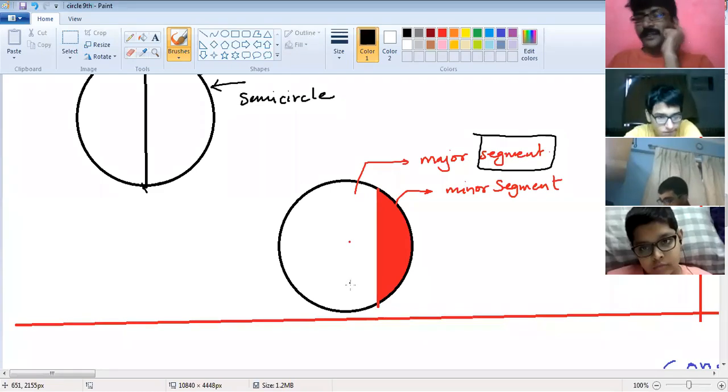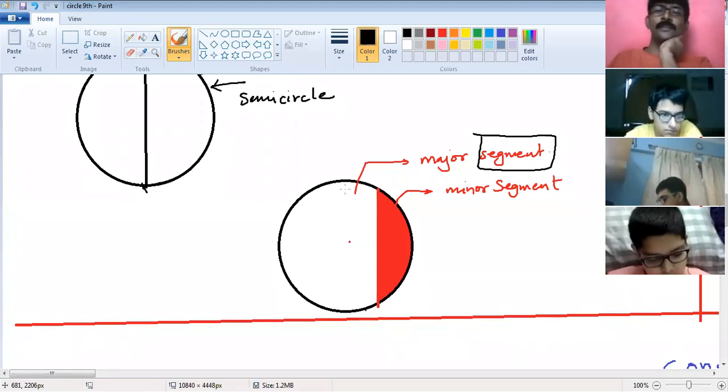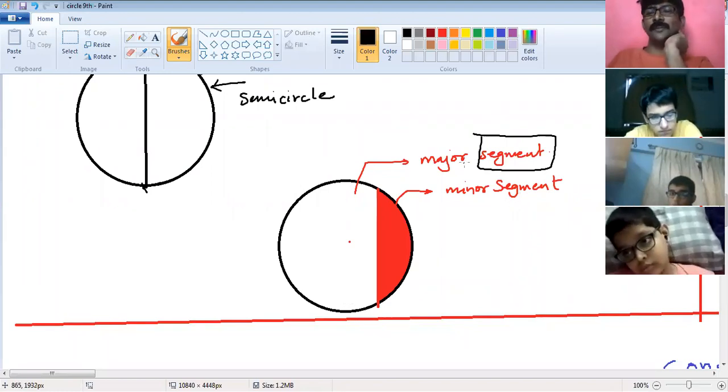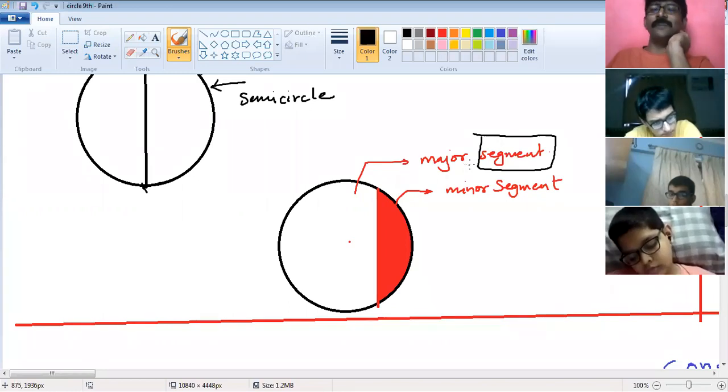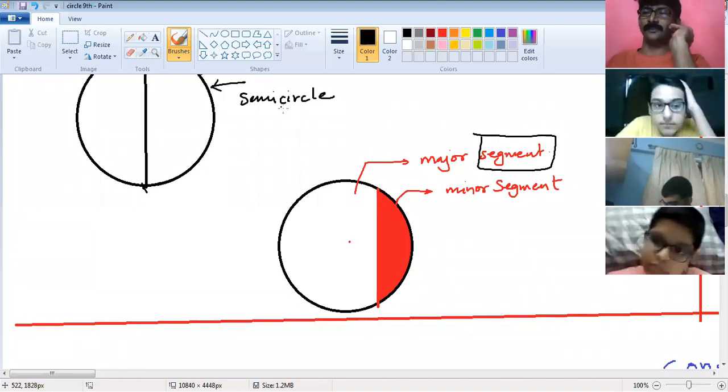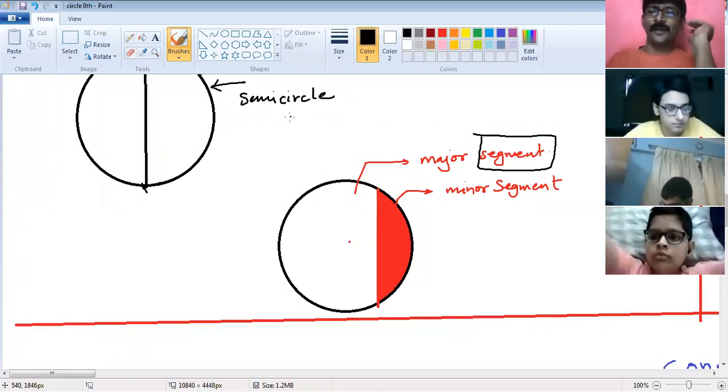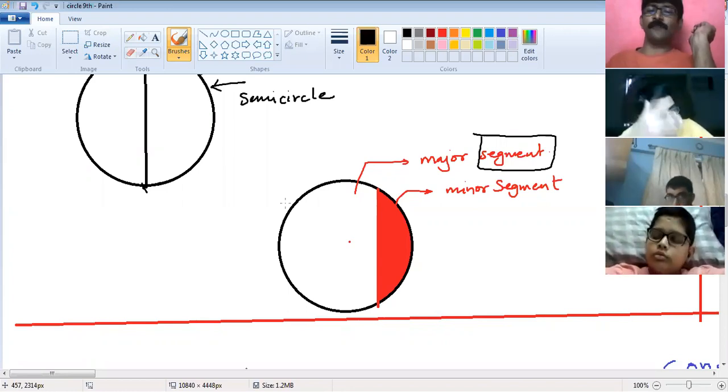Are you getting it? Now someone will think a little weirdly, like, sir, what if this chord is a diameter? Then what will we call it, minor segment or major segment? Simple. We will neither call it minor nor major, but we will call that a semicircle. Is that clear to you all? I hope you have understood this segment part also.